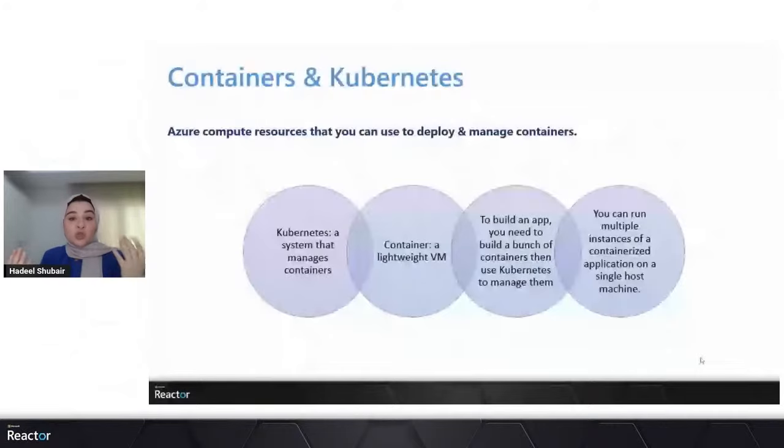Now, to build an actual application, you need to build many containers all together and then use Kubernetes to manage those containers. This is usually how it works. And for a fun fact, you can run multiple instances of a containerized app on a single host machine using containers and Kubernetes. So this is what it is. They are Azure Compute resources that help you deploy and manage your containers.